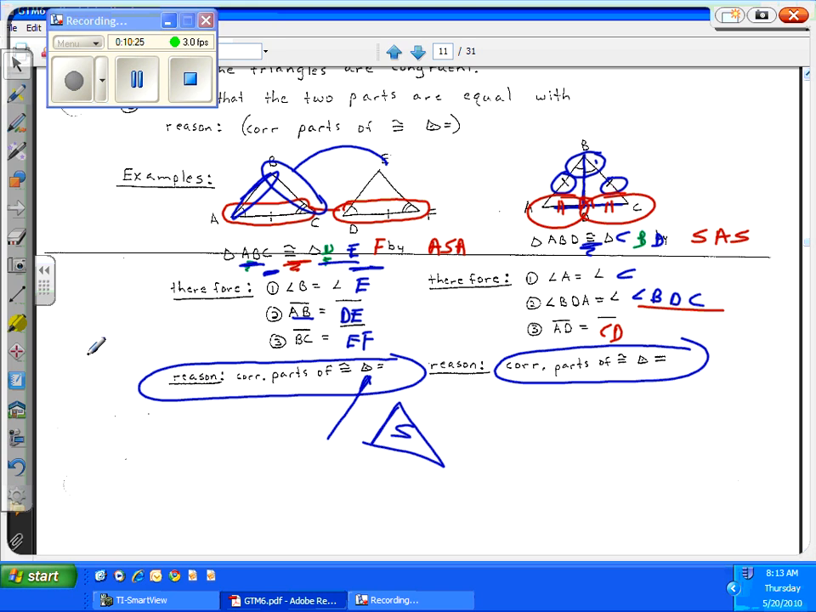Notice here that I named that CD because it's A first, D second; C first, D second. We could not have properly called that DC, even though DC is the same segment. We must name corresponding parts in order when we name congruent parts. So since we're identifying corresponding parts of congruent triangles, we want to name those corresponding parts in order, okay?